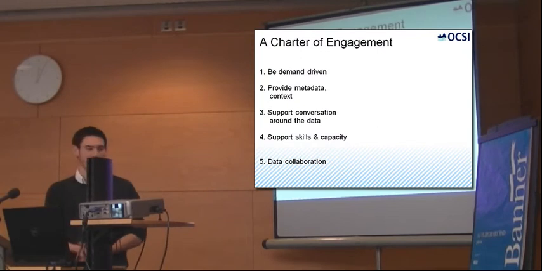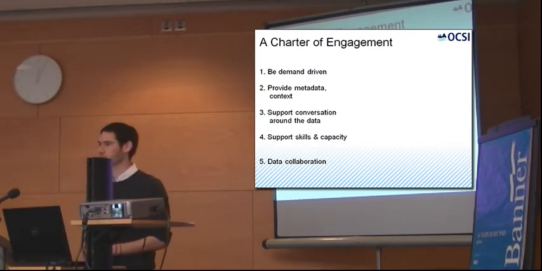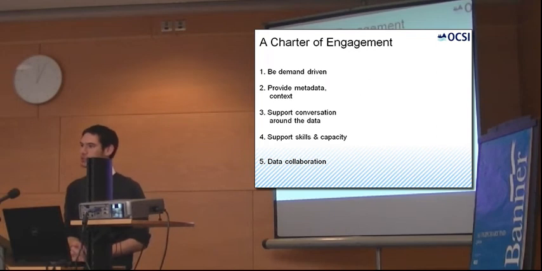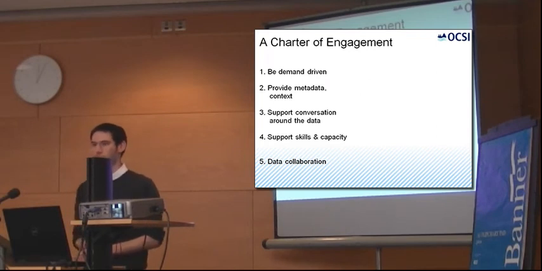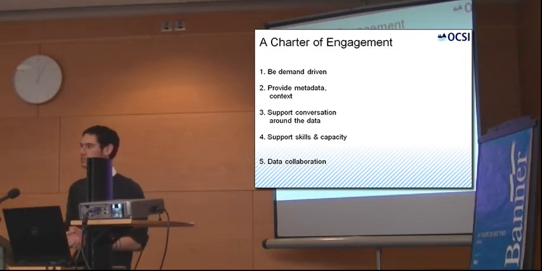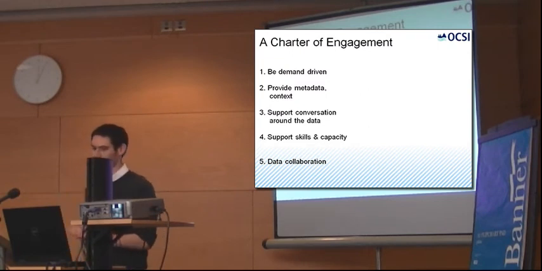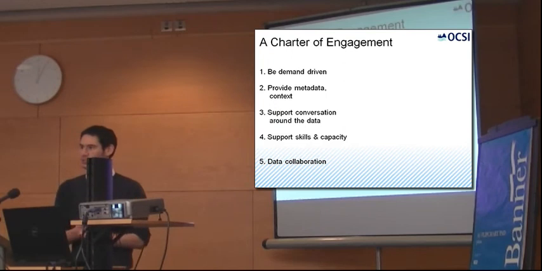So to go back to the UK GovCamp conversation, what came out of that the next day was that a few people had a chat and decided that the idea of a charter of engagement would be a useful structure for thinking about the issues. And they came up with a 5-star system as a way of rating your level of engagement.